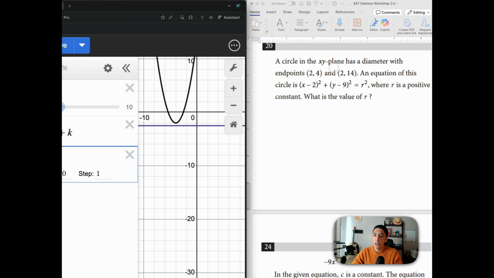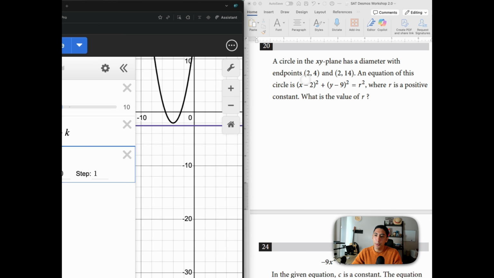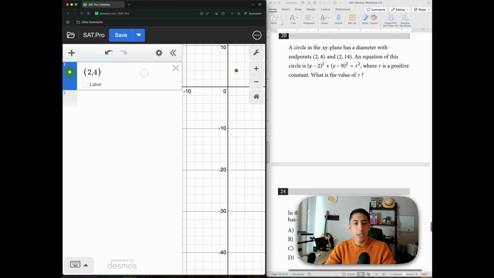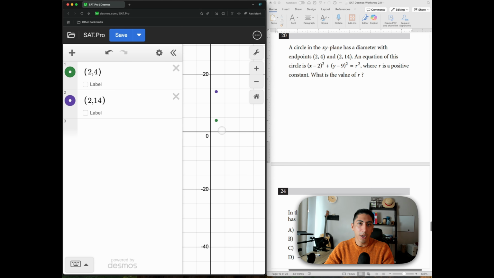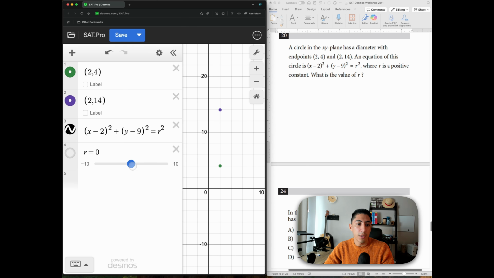I have an equation here. They're telling me it touches these 2 points, and the radius is r squared. So here's what I'm going to do. I'm going to put in those points. I'm going to put in this equation, and I'm going to add a slider. This is how I add a point, and there's my second point. I can also use a table if I want to. No biggie. All right, so here's my equation, and I already added the slider.